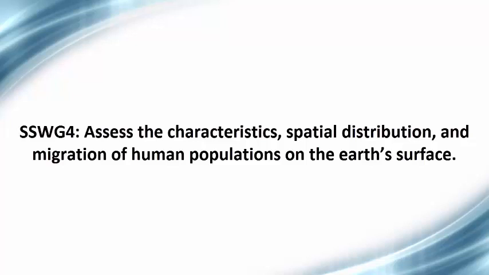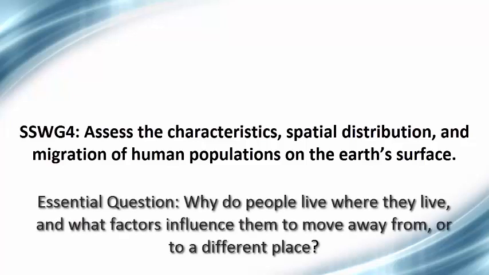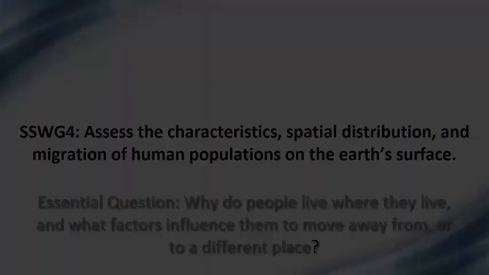SSWG 4 asks teachers to teach students to assess the characteristics, spatial distribution, and migration of human populations on the Earth's surface. Let's unpack that a little bit. The standard is essentially asking, why do people live where they live, and what factors influence them to move away from or to a different place?